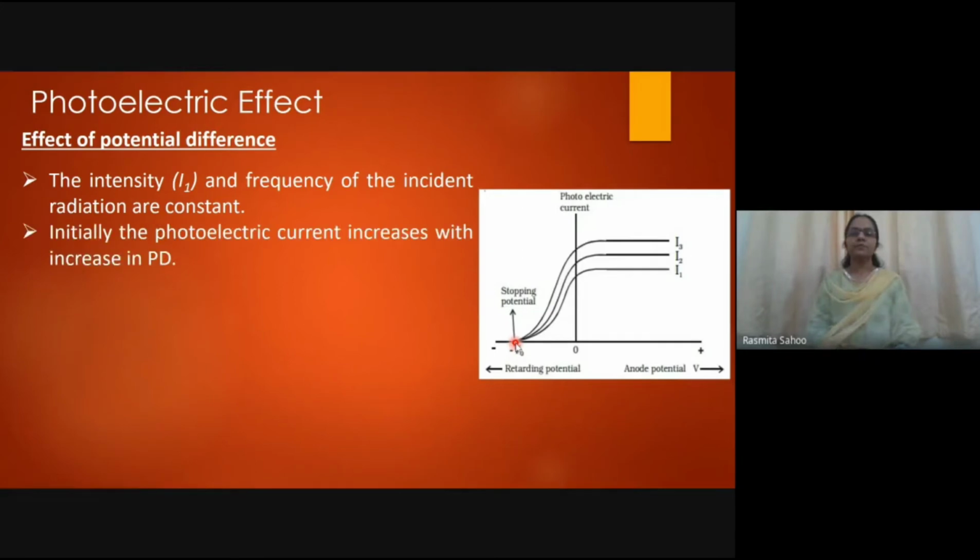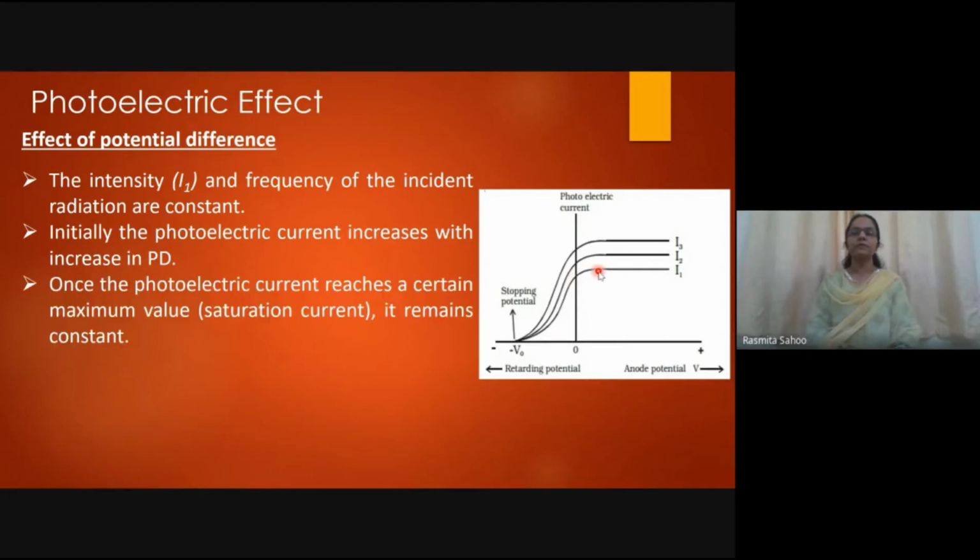Initially the photoelectric current increases with increase in potential difference, that is for the positive potential. Once the photoelectric current reaches a certain maximum value, it remains constant, that is known as saturation current. This is the maximum current after which there is no increase in current; it will remain constant irrespective of the increase in the potential value. Now saturation current increases with increase in intensity.